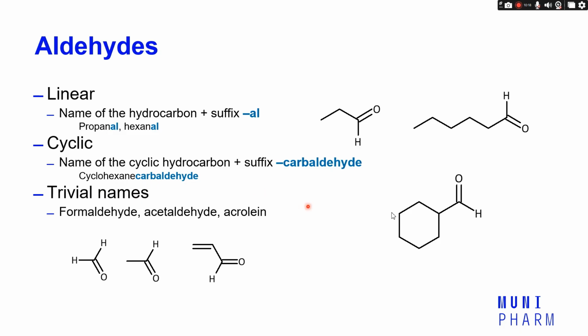And know some important trivial names. The simplest aldehyde is called formaldehyde. The second simplest, the 2 carbon one, is called acetaldehyde. And this 3 carbon compound which contains one double bond is called acrolein.